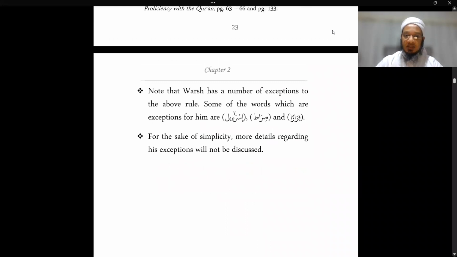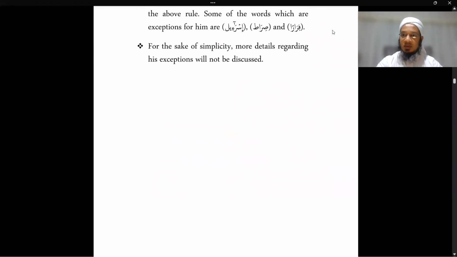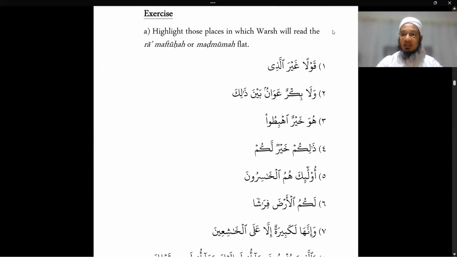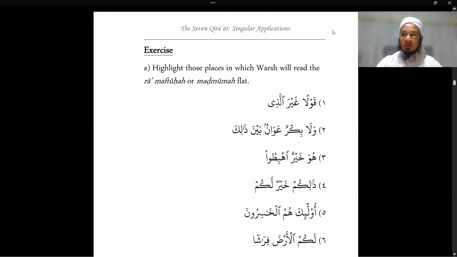So Warsh has a number of exceptions to this rule of reading the Ra flat. Some words where there is an exception are Israel, where you will read the Ra full as normal. Sirat in the Fatiha, and everywhere else in the Quran, will be read full. Firara, the Ra will also be read full. But for simplicity's sake, we're not going to discuss anything further regarding the exceptions. We just want to know where it applies flat instead of full. So we will let that happen.